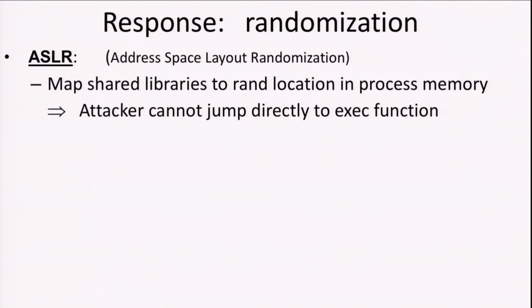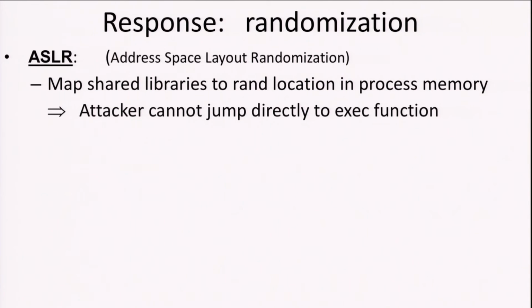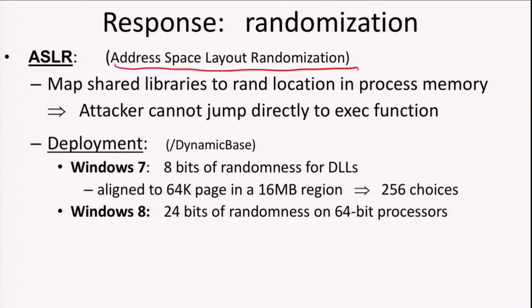Now, in response to return oriented programming, what you do is a randomization of the memory layout, and this is called ASLR, or address space layout randomization. Instead of putting the shared libraries in a fixed set of locations, you randomize them, and for every instance of the process they will be at different locations. Therefore the attacker cannot directly know where the exec function is placed, and cannot use this technique.